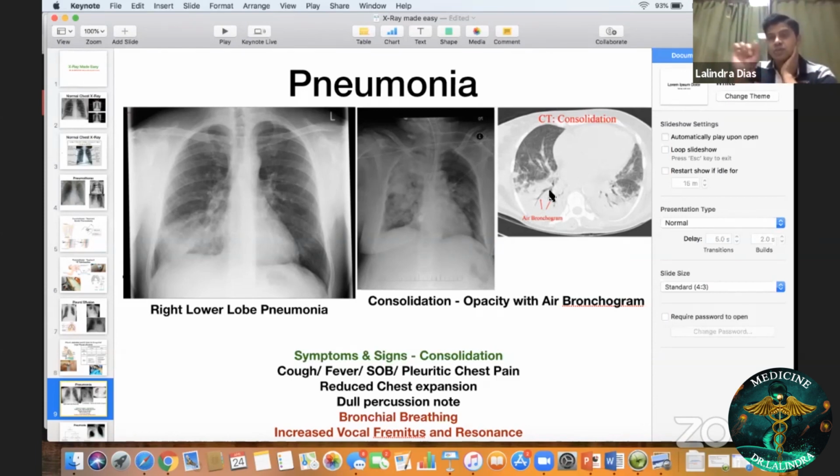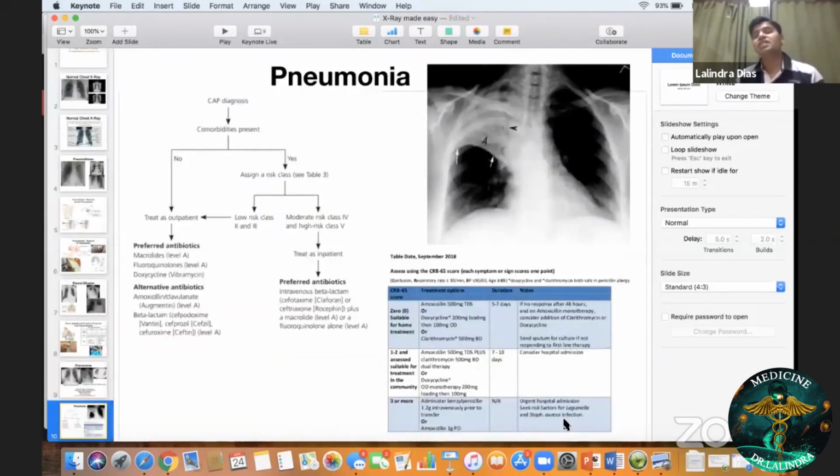That is where your terminal bronchioles take air, and that will be shown as black colored lines. So that is consolidation with air bronchogram. So this is also consolidation with air bronchogram. So clinical features, symptoms and physical signs of bronchial breathing, causes of bronchial breathing, and also causes of pneumonia, how you divide as community acquired pneumonia and hospital acquired pneumonia, that I have taught you as well.